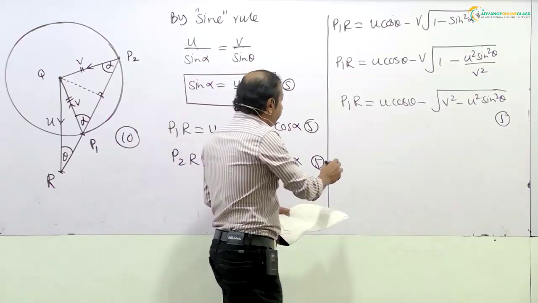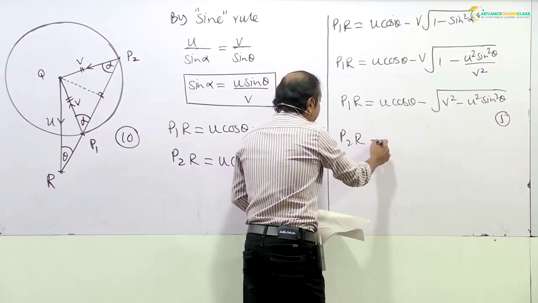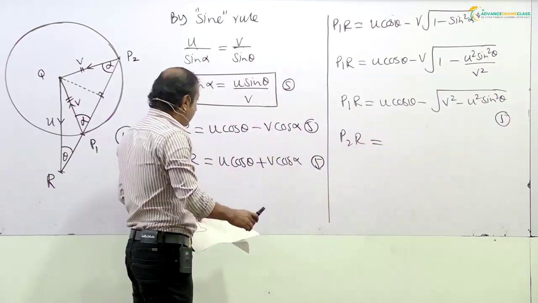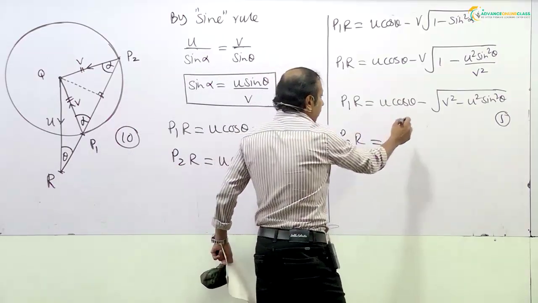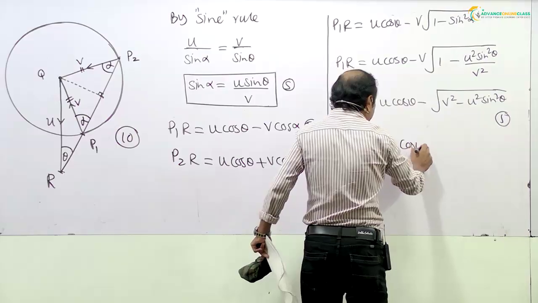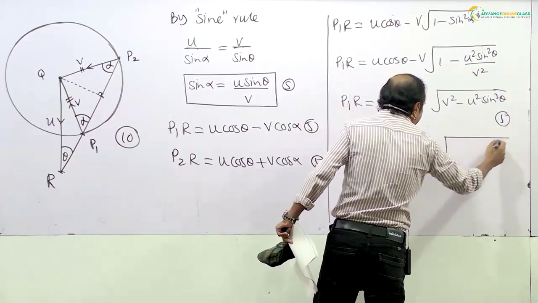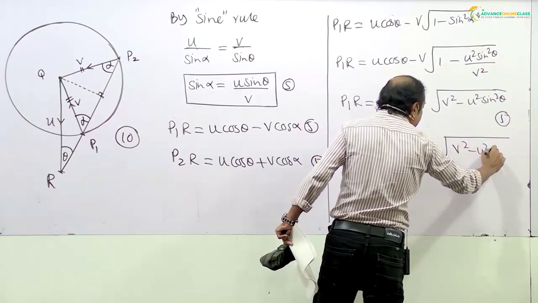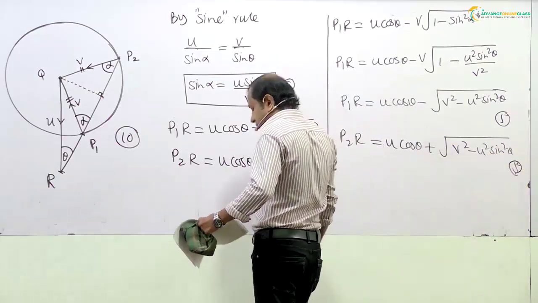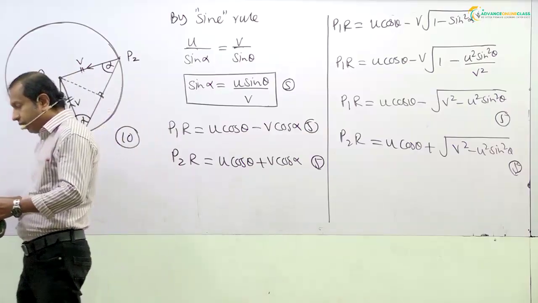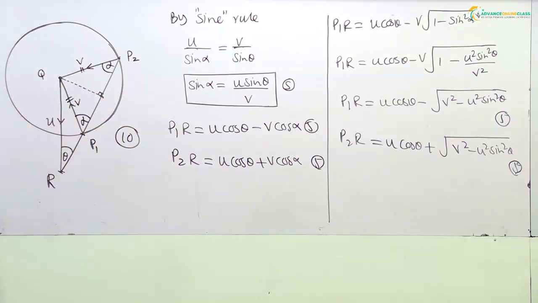Right. Then P2R is nothing but, for the minus sign we have a plus sign. Then we get u cos theta plus the square root. For that also you get another 5 marks, because both P1R and P2R we need. Okay. Then what is the time?